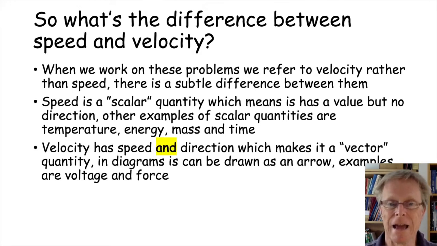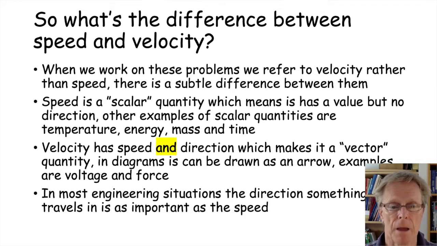They just happen. Temperature can't have a direction, and speed doesn't have a direction. However, velocity has speed and direction, and that's what makes it a vector quantity, which means on a diagram we can draw velocity as an arrow showing its direction and its strength. And other examples of vector quantities are voltage and also force as well. And in most direct engineering situations, the velocity or the direction you're going is as important as the speed as well.